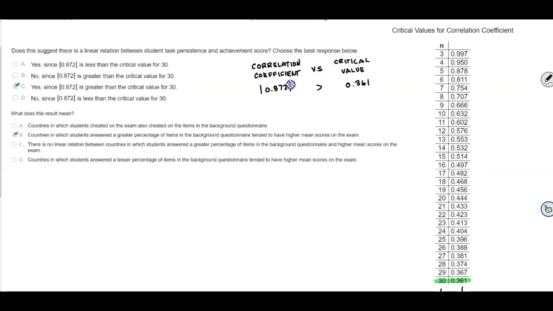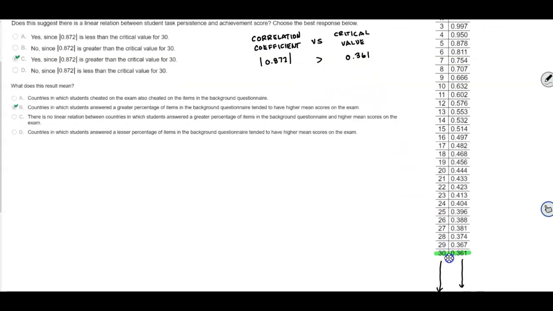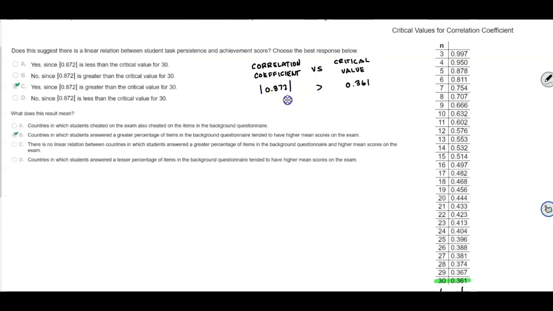So if we look at the correlation coefficient, we can compare it to the critical value of 30, since we know this is going to be smaller than that. And so the correlation coefficient is going to be greater than the critical value for 30. So the question says, does this suggest there is a linear relation between the student task persistence and achievement score? Well, we'd say yes, because the absolute value of 0.872 is greater than the critical value for 30.